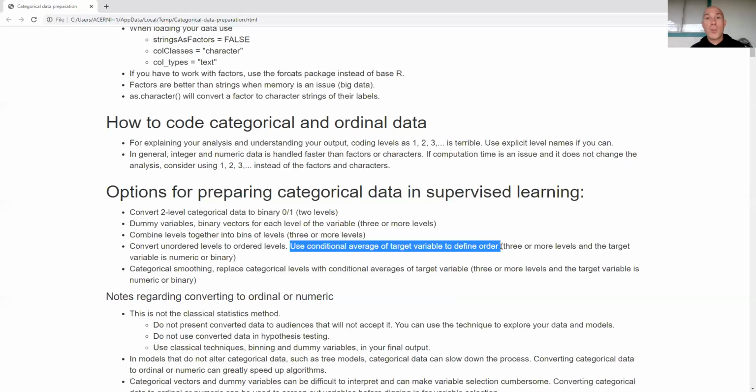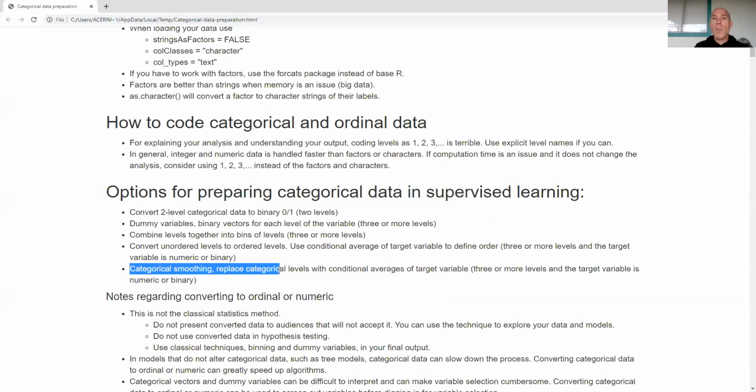In your machine learning class, you'll learn about the steps it takes to split categorical data in a tree model, and you'll be like, wow, that takes a lot more steps, a lot more trials than it does for numeric or ordinal. Now the next one is called categorical smoothing.